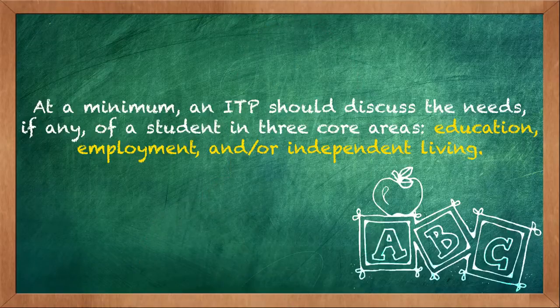Of course, like IEPs, all ITPs should have certain information. At a minimum, an ITP should discuss the needs, if any, of a student in 3 core areas: education, employment, and/or independent living. In many cases, ITP meetings will be rolled into IEP meetings. This is perfectly okay if you and your child are given the opportunity to adequately discuss the topic of transition.